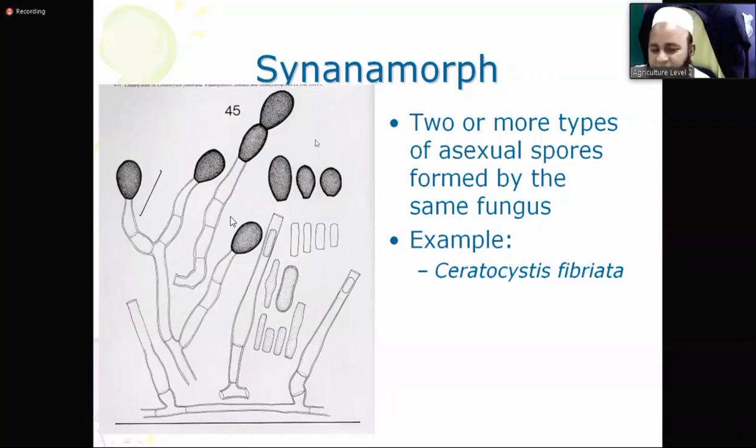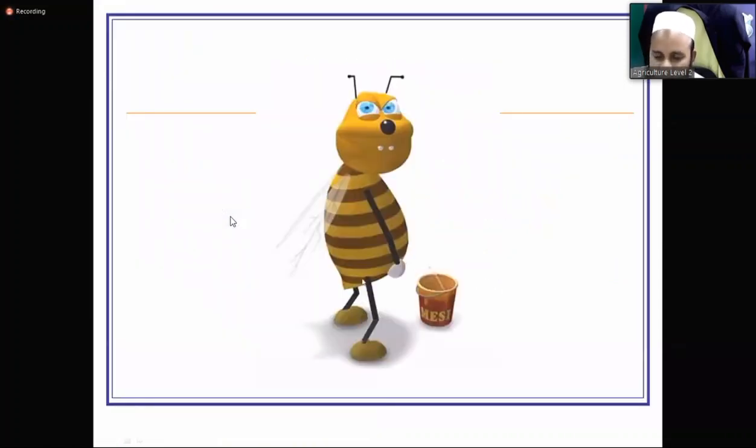Synanamorph. There is another phenomenon: two or more types of asexual spores form in the same fungus. It's called synanamorph. For example, you can see these are hyphae. This spore is an asexual spore produced here, and here is another type of asexual spore. So when two types of asexual spores are produced in the same fungus, we call it synanamorph. Example, Ceratocystis fimbriata.